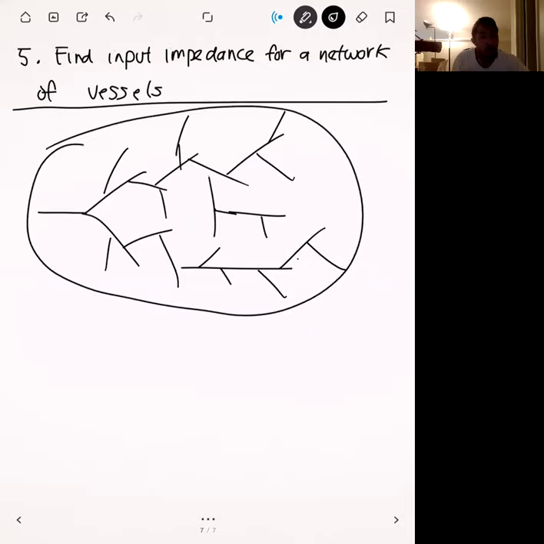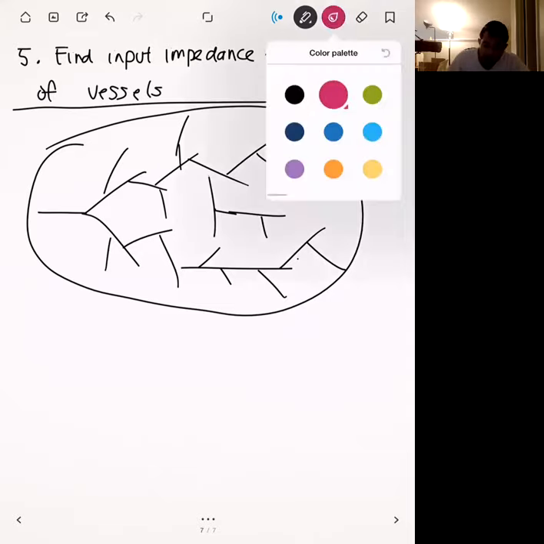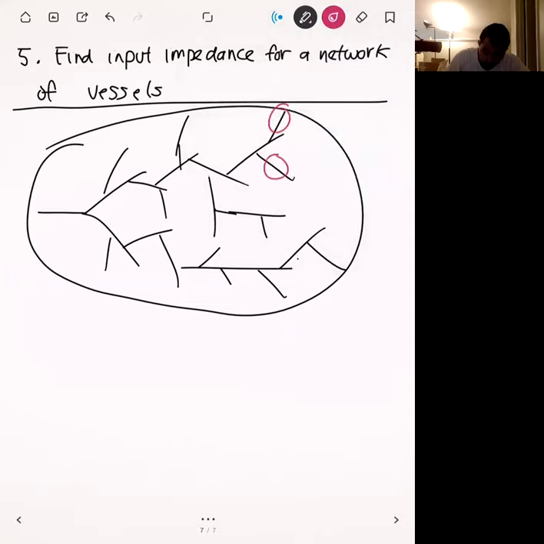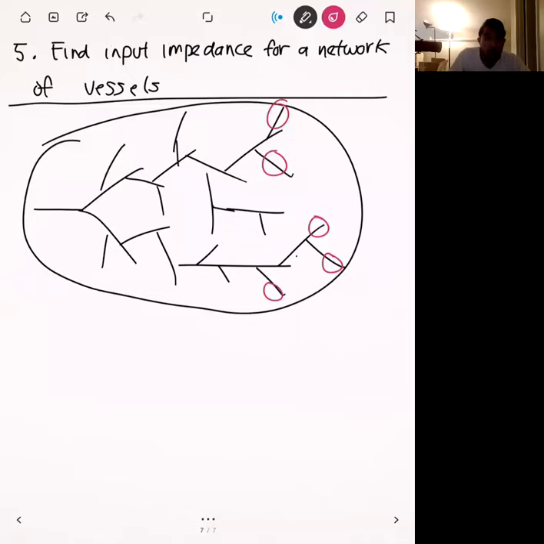The way that we compute this is we use our procedure at the end of the impedance lecture notes, and it goes like this. We start at the end vessels. We start at the end vessel by computing the terminal impedance, or maybe even the reflection coefficients at the end.